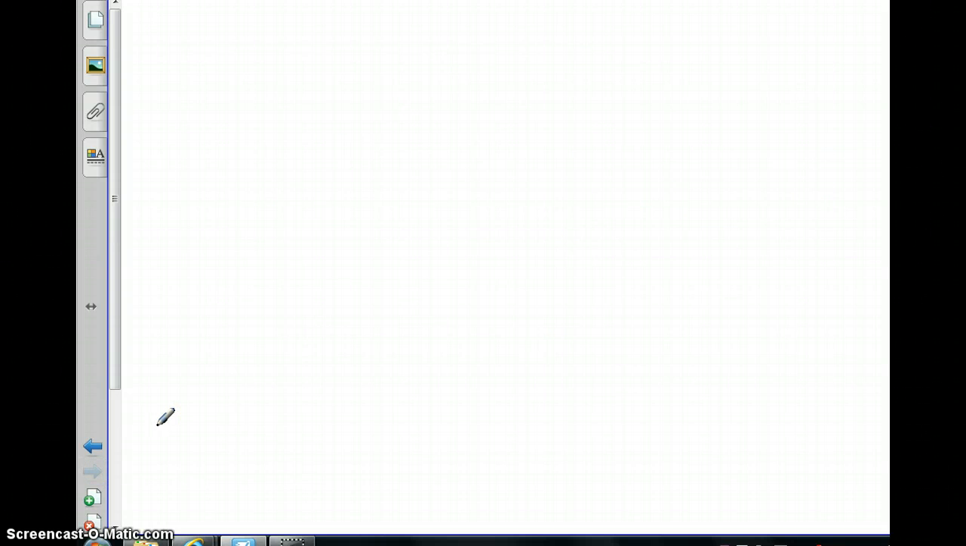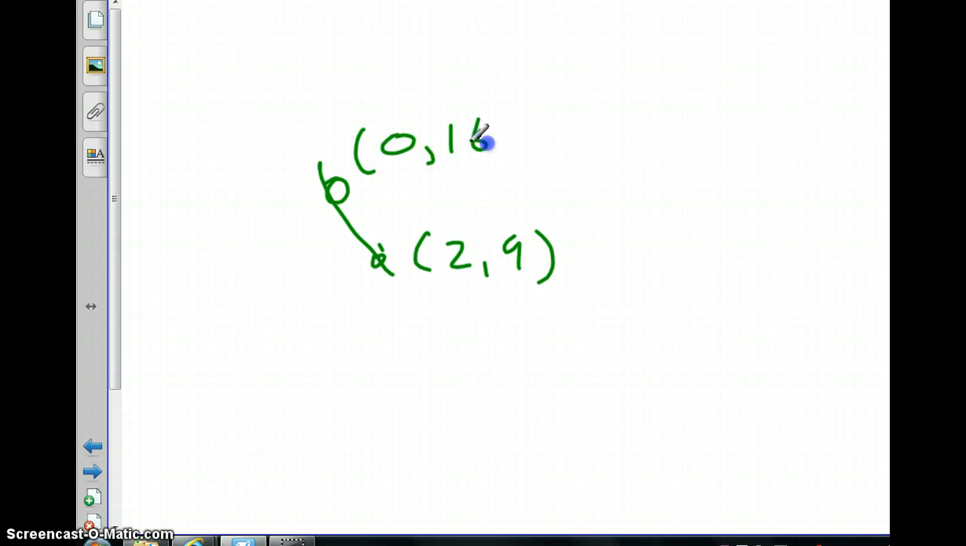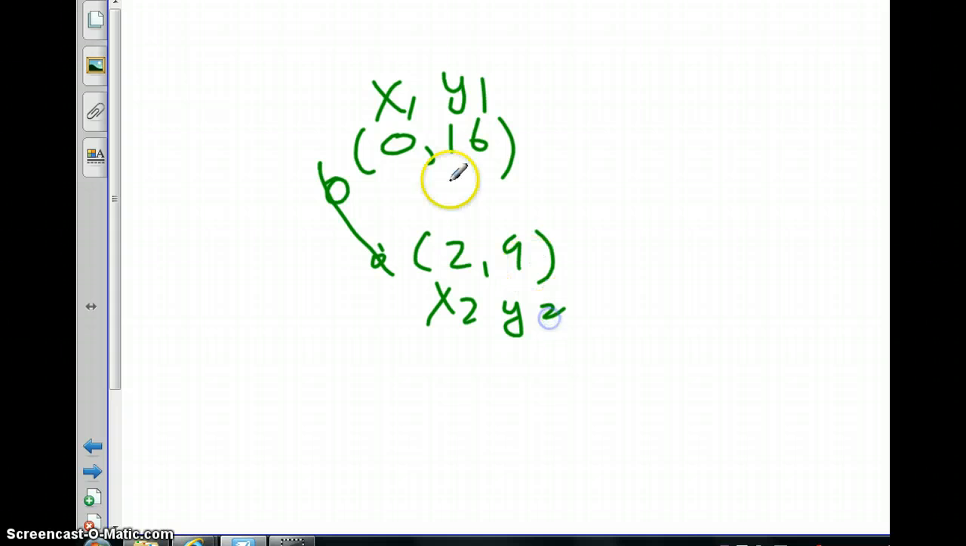Another thing I could ask you, and will ask you, are things like this. Here's a point, here's a point. Give me the slope. Okay, so you can get that off a graph, or you could even say, look, this point is 2, 9. This point is, I don't know, 0, 16. What's the slope of this one? So you would call this x1 and y1, x2 and y2. It wouldn't matter if you called this set x1 and y1 and this one x2 and y2.